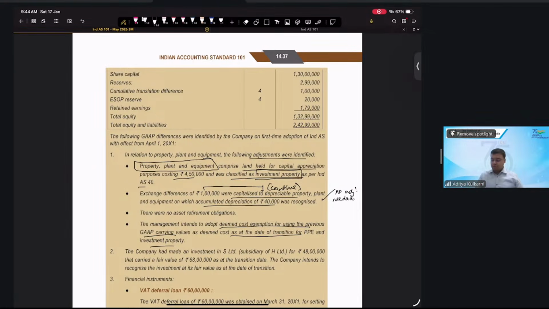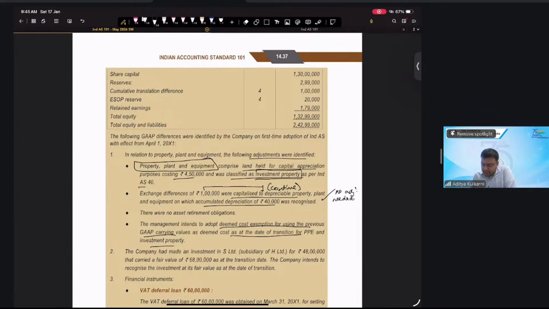Are you able to follow? Yes. So the deemed cost exemption is taken. Therefore that 1 lakh which was capitalized will also continue to remain there. Are we okay? All right. Fine.